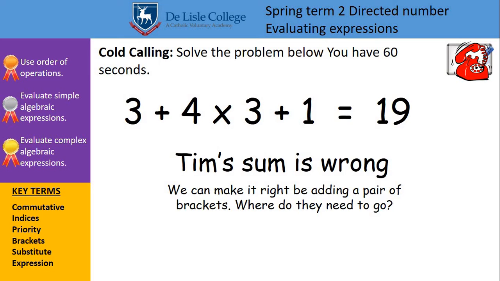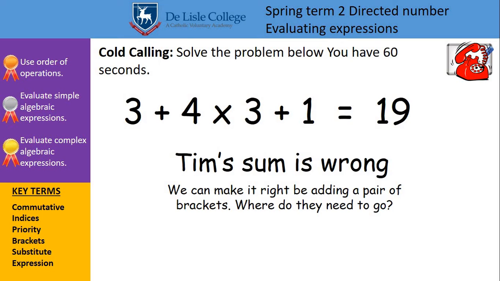Okay, Tim's had a little go at a question here. He's got 3 plus 4 times 3 plus 1 and put it's equal to 19. First of all, I would like you to have a go at redoing that and telling me what the correct answer should be. And then, using his answer of 19, can you add in a single pair of brackets to make 19 correct as the answer? So again, if you pause the video there, give yourself a minute or two to see if you can get those parts for me.